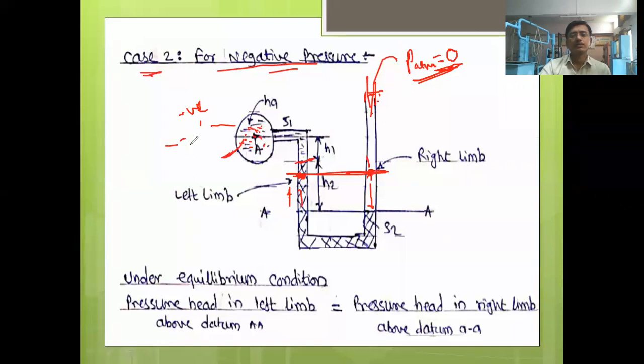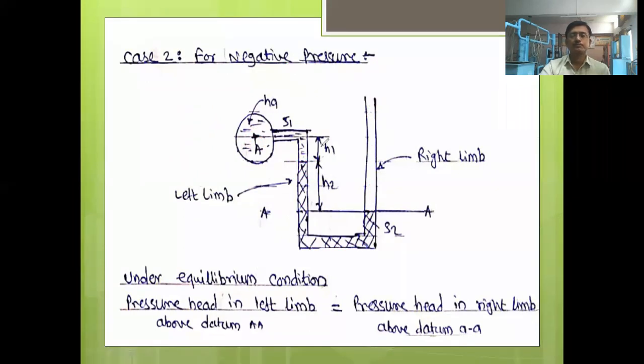For example, -2 meter, and here is 0 meter. So which is the higher one? 0 is higher than -2, right? So because of that, this higher pressure will push the mercury toward the left limb, and because of that the mercury level in the left limb will rise, and in the right limb it will lower, right? So it has increased up to this point.